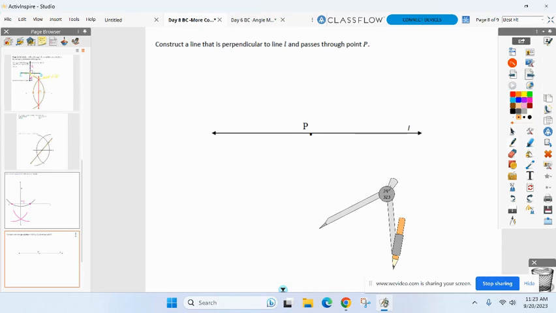All right, I need another one now. I'm not going to change the rules though. Same steps. Oh, wait a second, Mr. Crane, the point's on the line now. So still the same step. Put your compass point on P and do what? Make an arc that intersects twice.